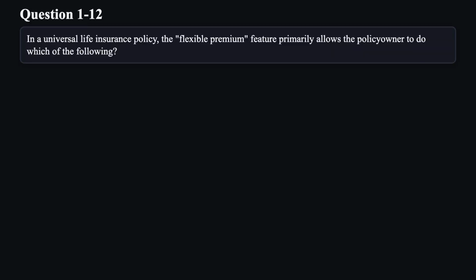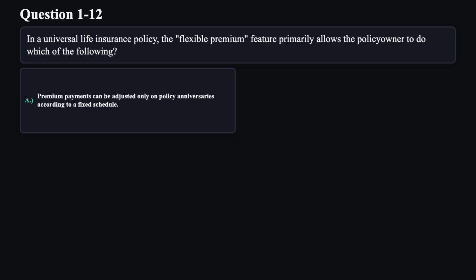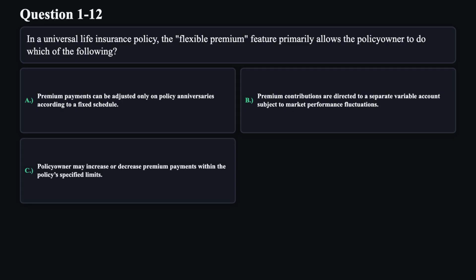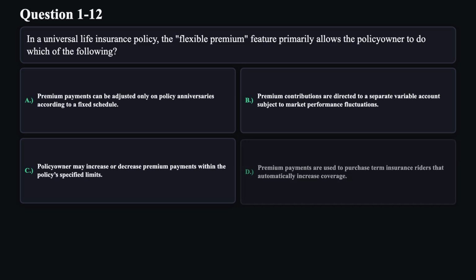Question 12. In a universal life insurance policy, the flexible premium feature primarily allows the policy owner to do which of the following? A. Premium payments can be adjusted only on policy anniversaries according to a fixed schedule. B. Premium contributions are directed to a separate variable account subject to market performance fluctuations. C. Policy owner may increase or decrease premium payments within the policy's specified limits. D. Premium payments are used to purchase term insurance riders that automatically increase coverage.